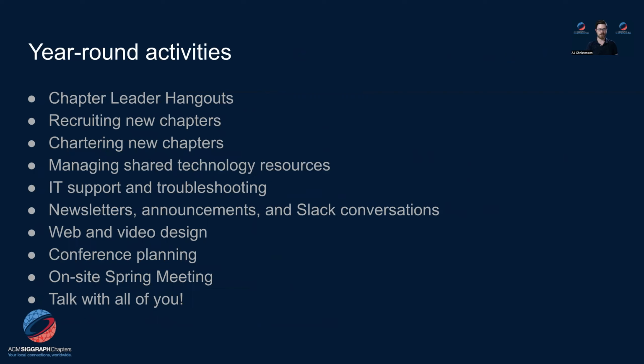All year round, we're doing events intended to help the chapter leaders of the global ACM SIGGRAPH Chapters Network solve technical problems, solve people problems, work with each other to build a global community. And we do that through things like chapter leader hangouts, chapter recruitment to build out our network, technology, communications, website maintenance, and then of course planning things for the conference.